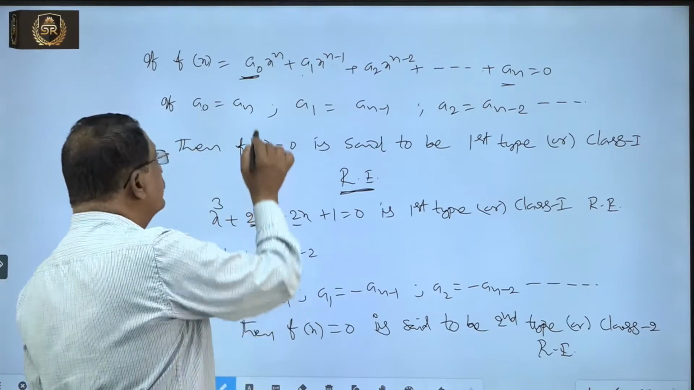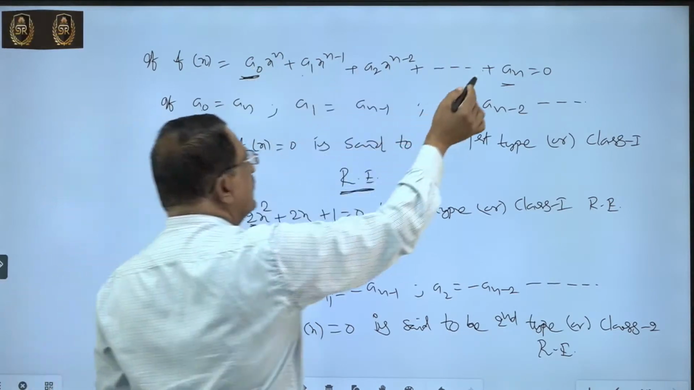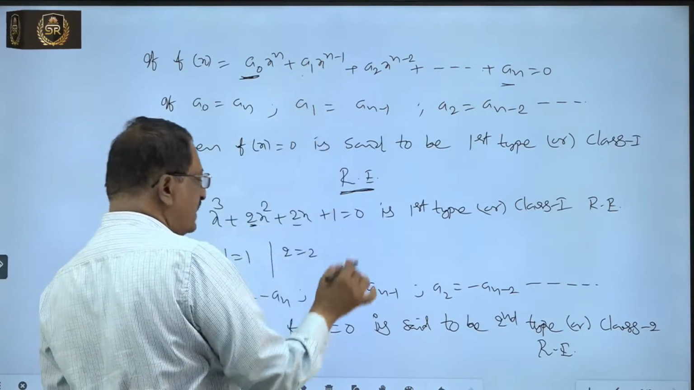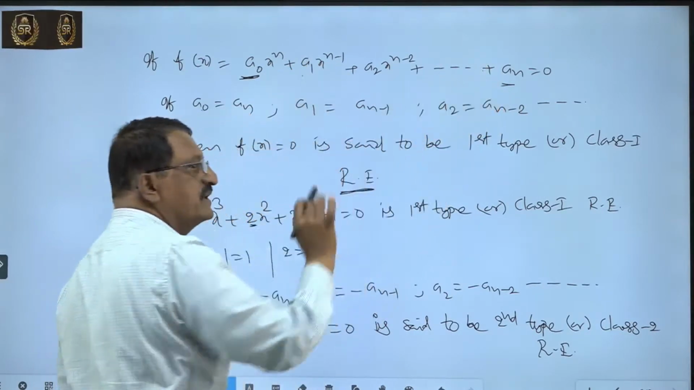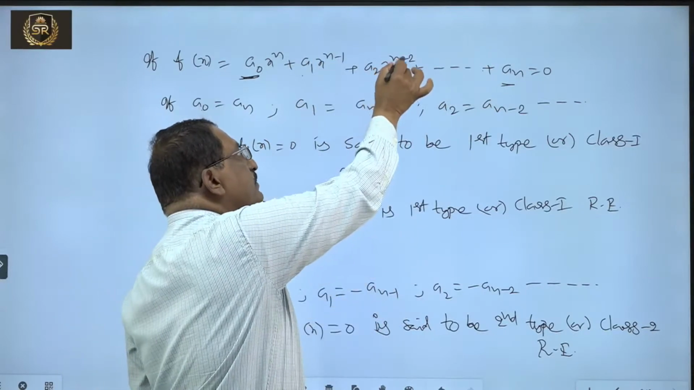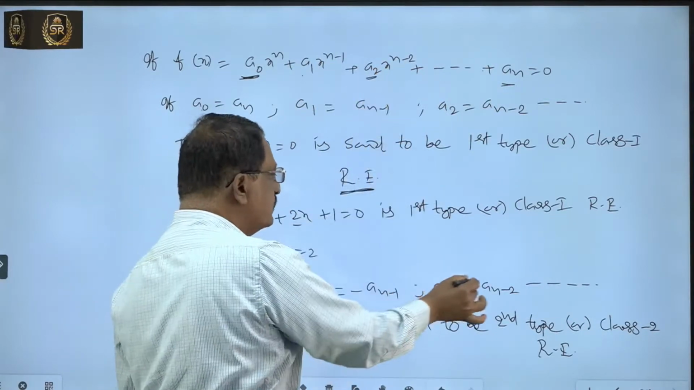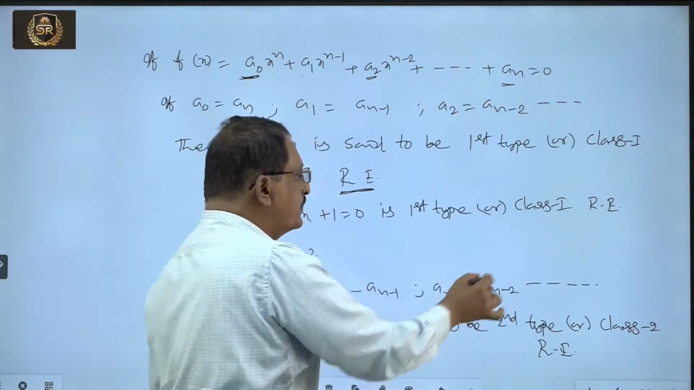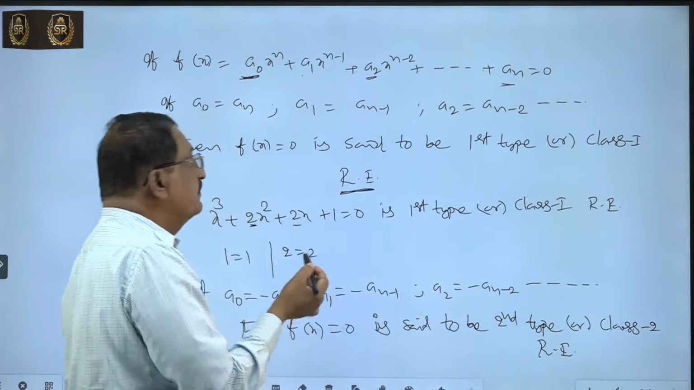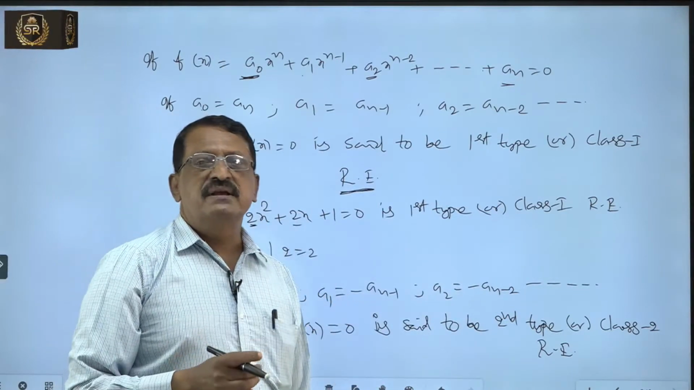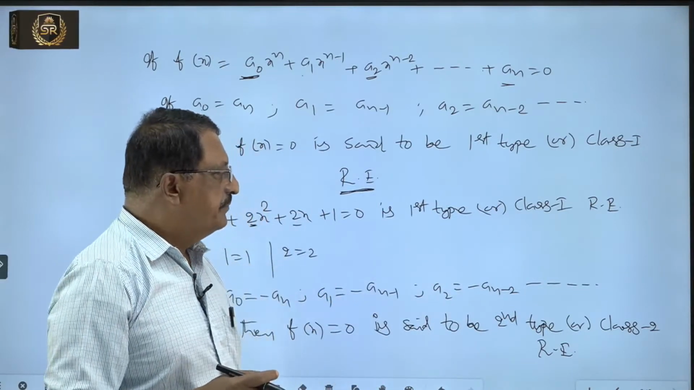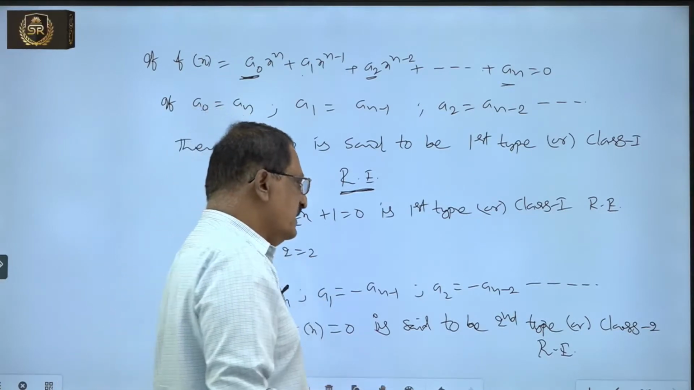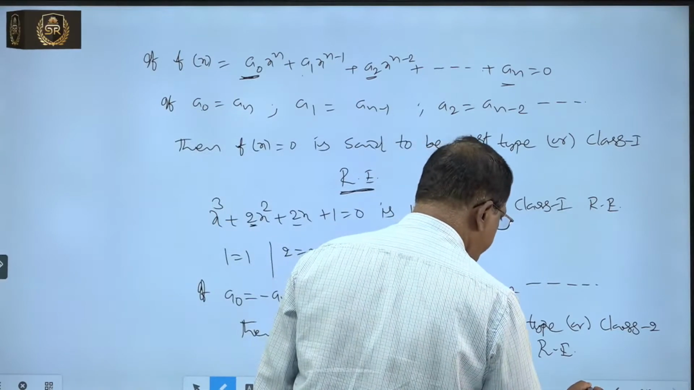The coefficient of x to the power of n equals minus the constant term. The coefficient of x to the power of n minus 1 equals minus the coefficient of x. The coefficient of x to the power of n minus 2, a2, equals minus the coefficient of x square, and so on. Then f of x equals 0 is said to be a second type or class 2 reciprocal equation.